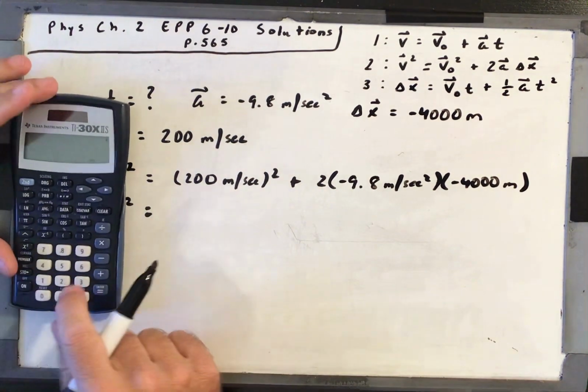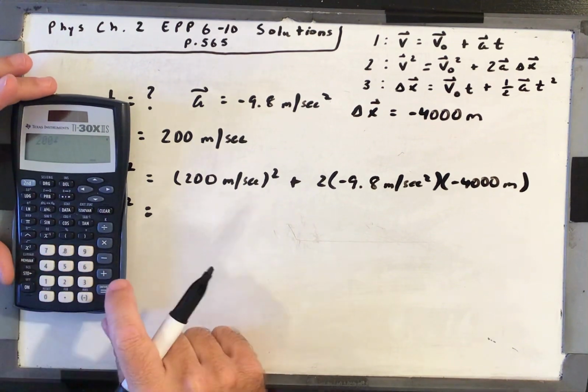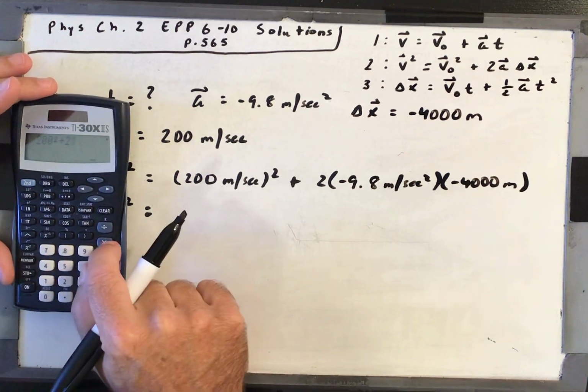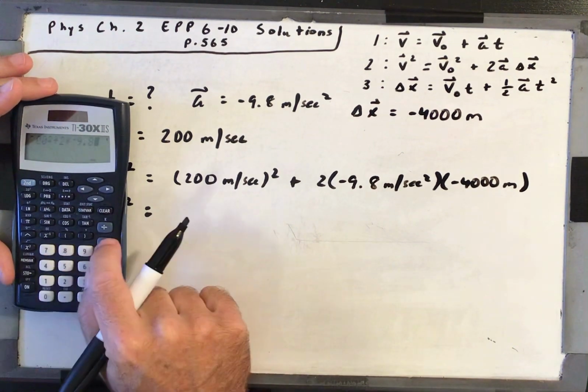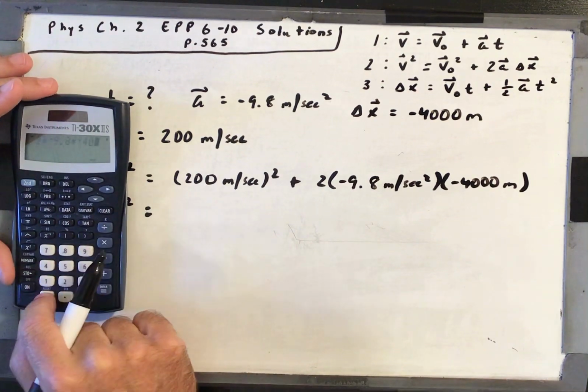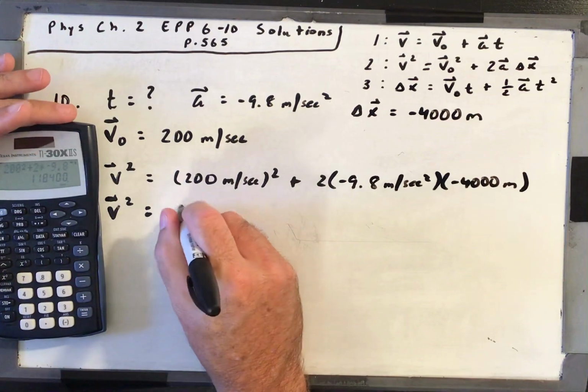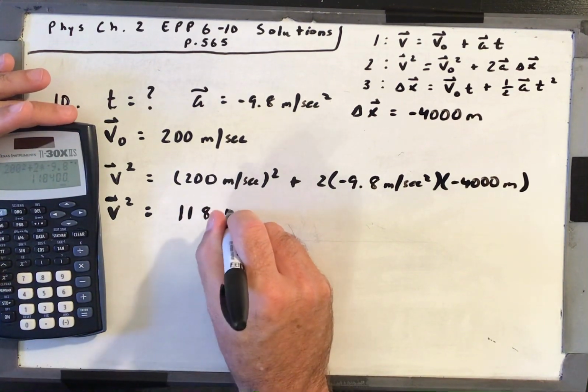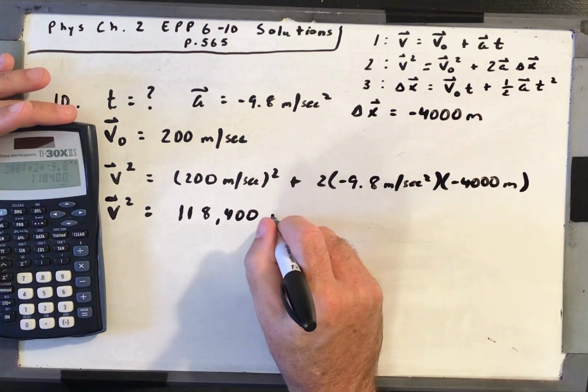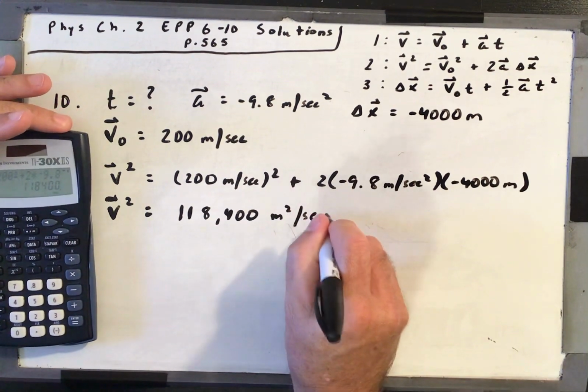All right, so that's going to be 200 squared plus 2 times negative 9.8 times negative 4,000. It's 118,400 meters squared per second squared.